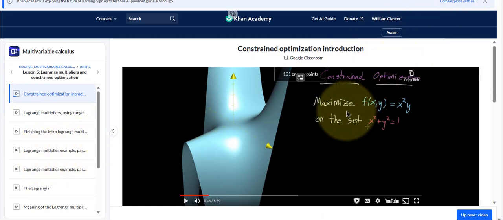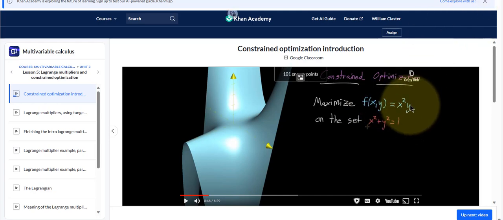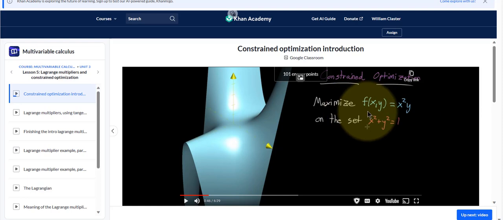So here we have a task which is to maximize a function. And this function is clearly a function of two variables, and we can see the way it's constructed here. So it's x squared y. So we want to maximize it or minimize it depending on the task. Here they want to maximize it.